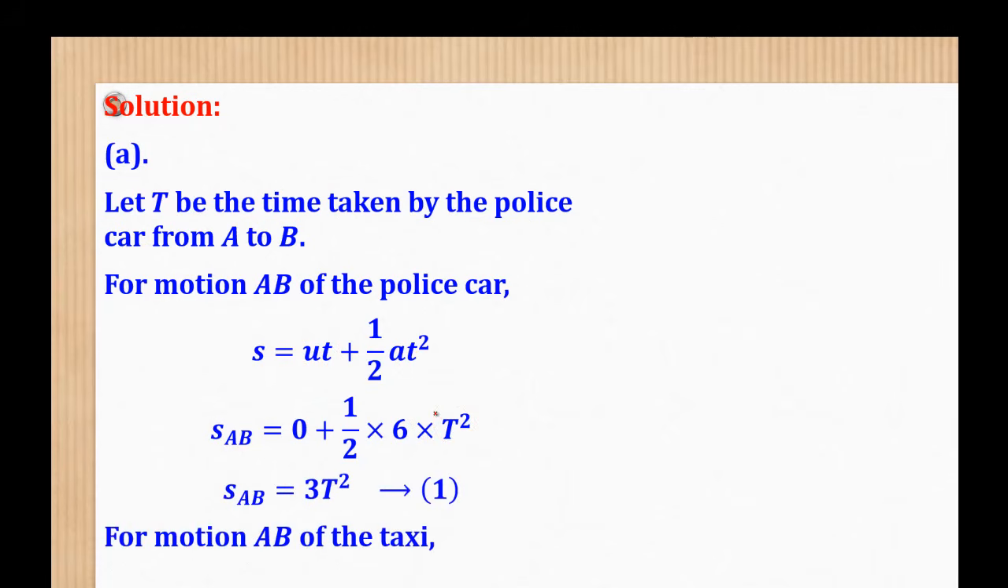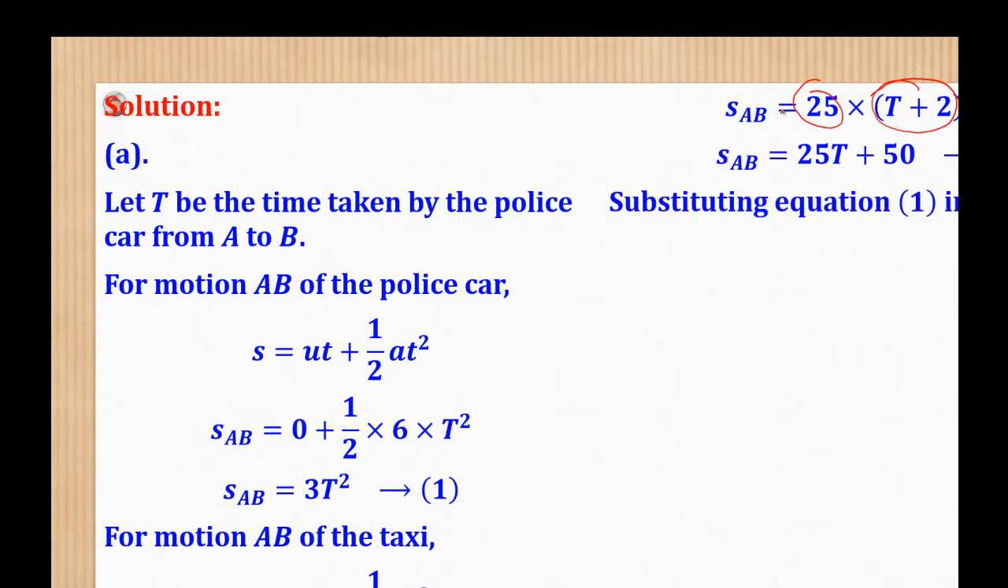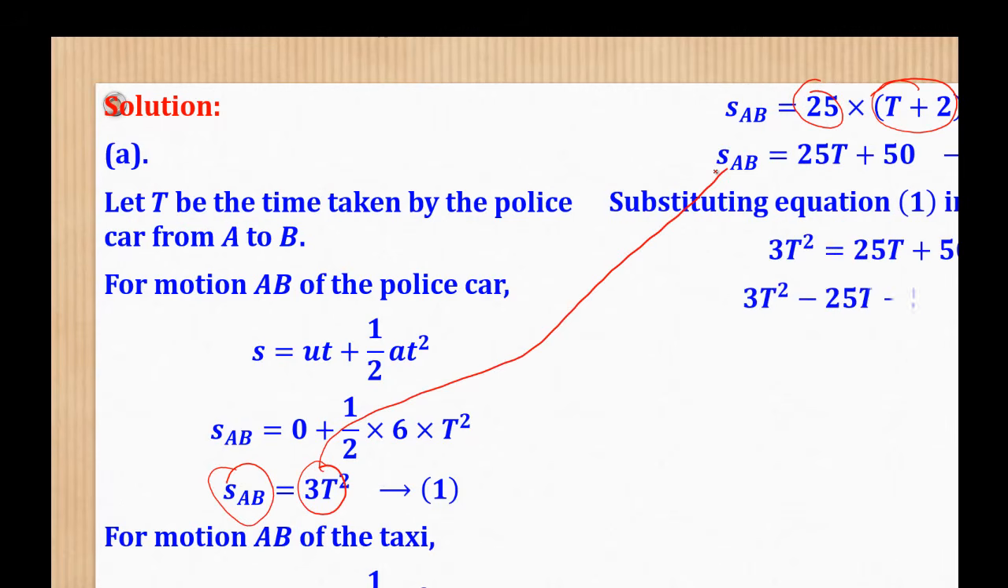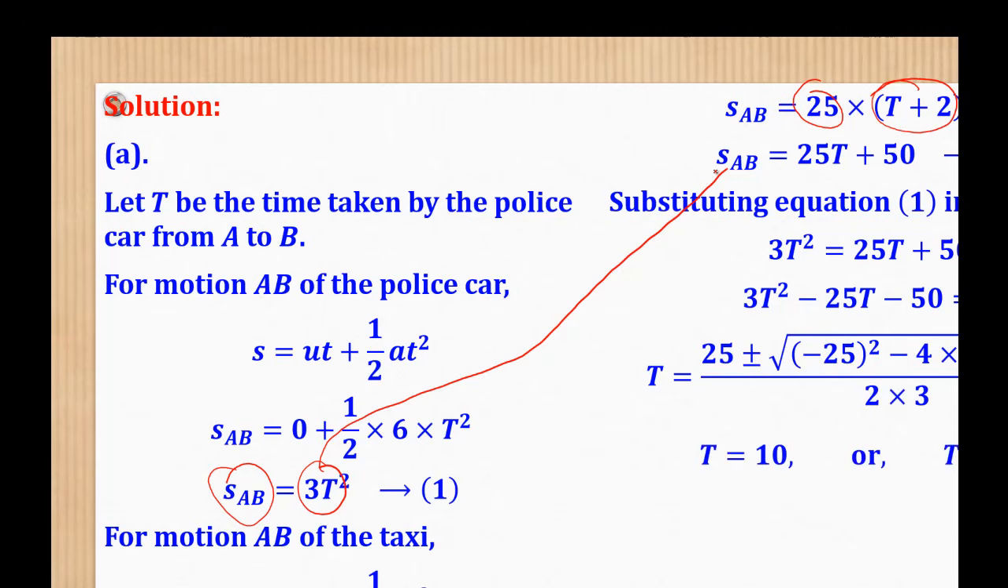Then for motion still AB of the taxi, it was moving at a constant speed, so acceleration is 0. But the time taken was 2 seconds more. Initial speed was this. So we shall come up with that as SAB. Because they are all SAB, I can substitute this here. We come up with that, which is a quadratic in T, meaning I can solve it using the quadratic formula to get the two values of T. And I'll ignore this negative and take the positive one.